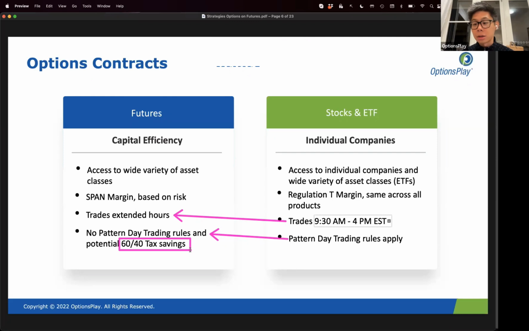You don't have to deal with pattern day trading rules if you have a smaller account than $25,000, and you do have potential tax benefits if you're trading in a taxable account. So those are some of the things I covered on the session here last month. If you want to go back and review that, please go ahead and do so in terms of the differences in terms of contracts. But today we're going to focus on that margining process.